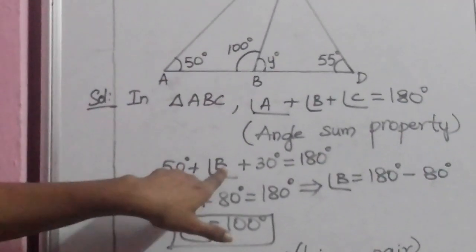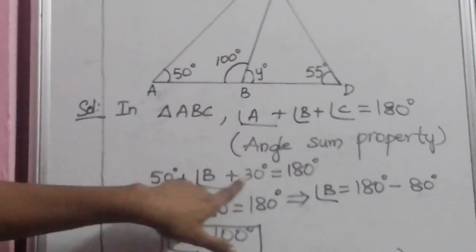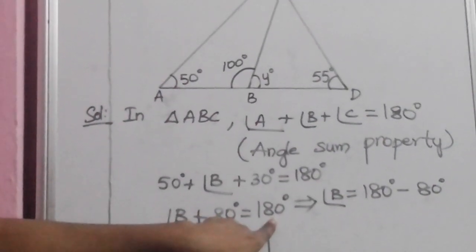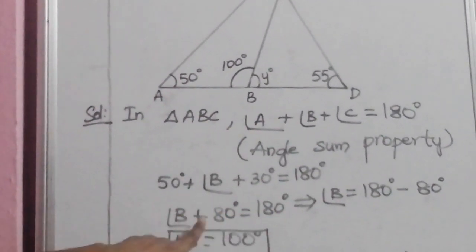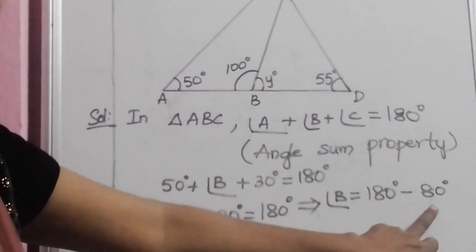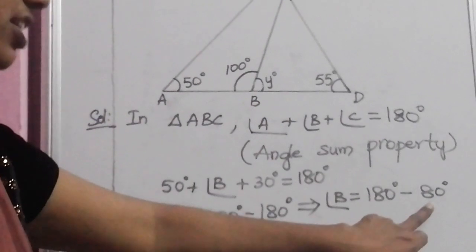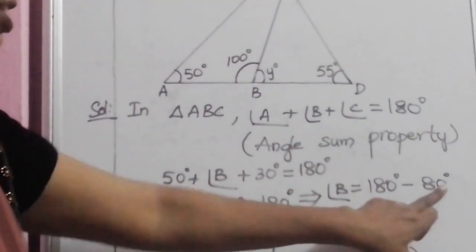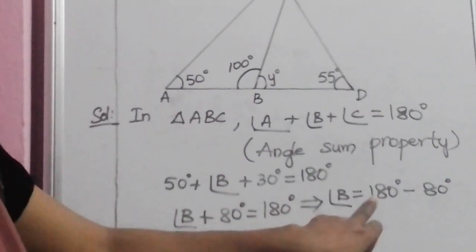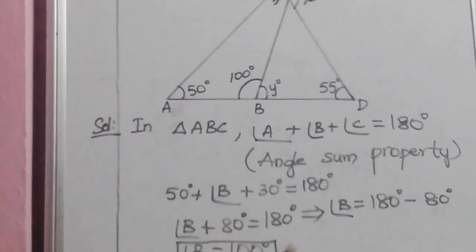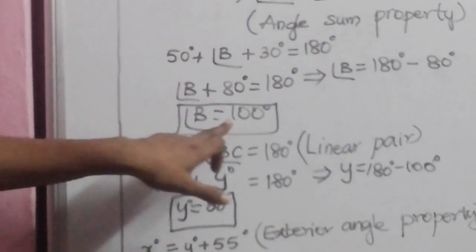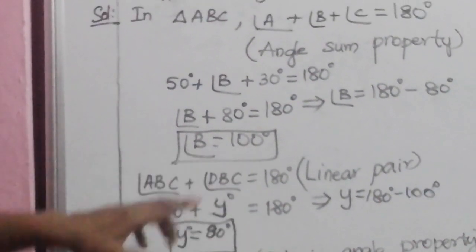Next step, angle B we wrote as it is, 50 plus 30 is 80, which is equal to 180 degrees. Now, this plus 80, when it goes to the other side, it becomes minus. So it is 180 minus 80 degrees, which is 100. So, angle B value, you got it as 100 degrees.